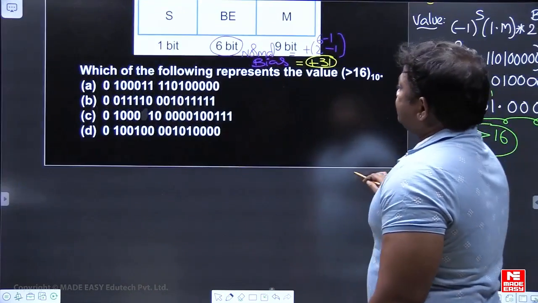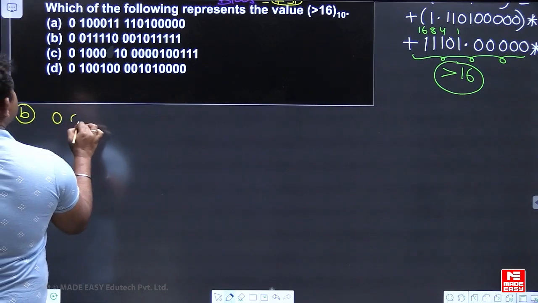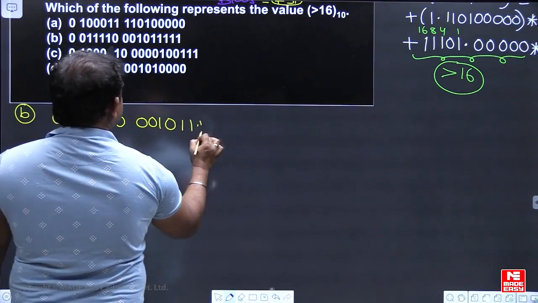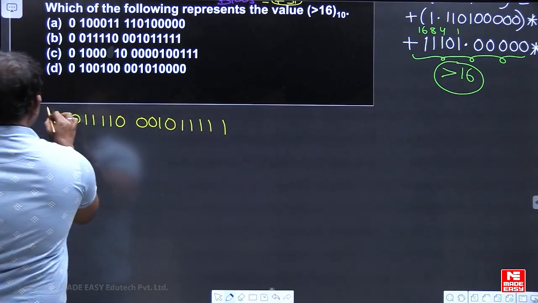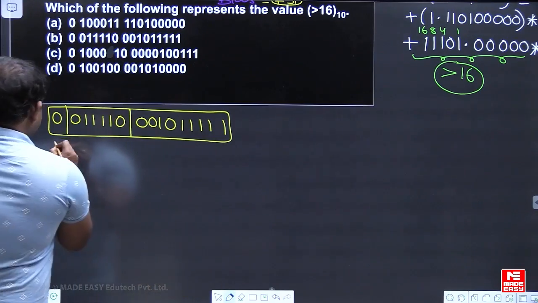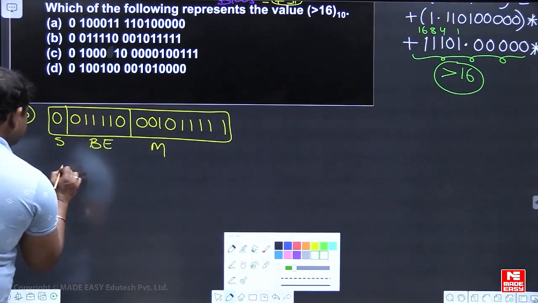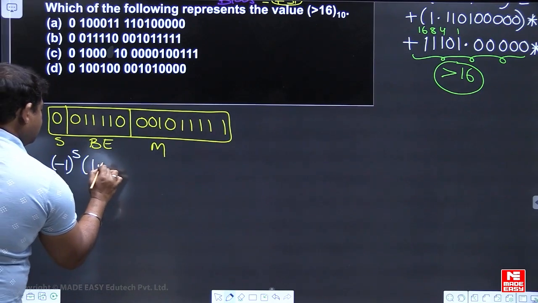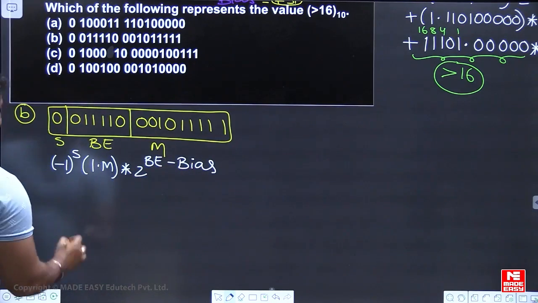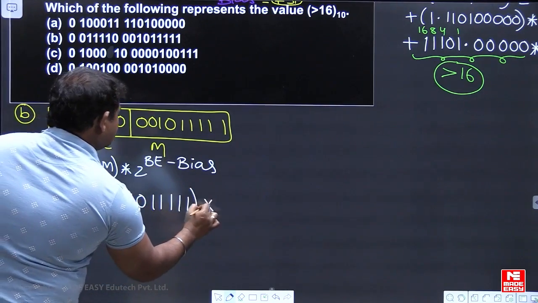Here option B is given. What is option B? B is 0, 0, 1, 1, 1, 1, 0, 0, 0, 1, 0, remaining all are ones. This information will be placed into the given hypothetical format: sign, biased exponent and mantissa. So now we need to report the value. Value is equal to minus 1 power of S, 1.m into 2 power BE minus bias. Correct. So minus 1 to the power of 0, 1.0010111111 into 2 power BE.